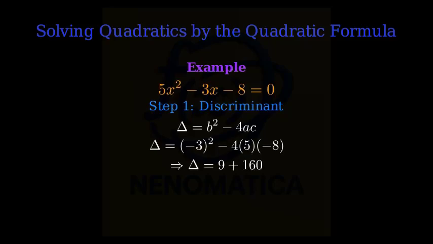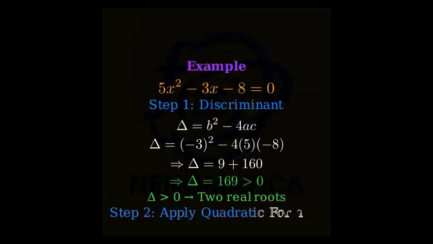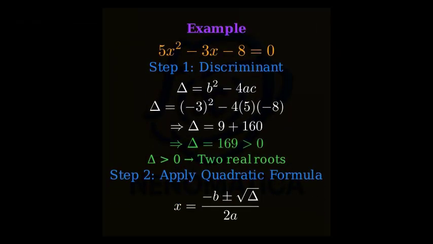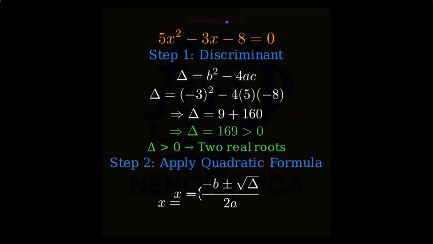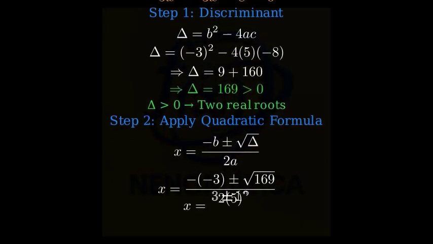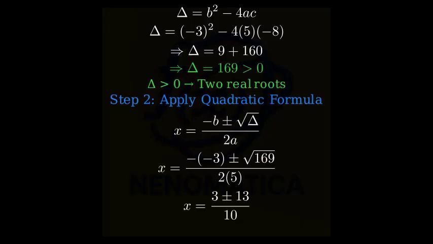That is 9 plus 160. So delta equals 169, which is greater than 0. Therefore, there are two real roots. Now apply the quadratic formula. x equals -b plus or minus the square root of delta over 2a. Plug in the values to obtain x equals 3 plus or minus 13 over 10.